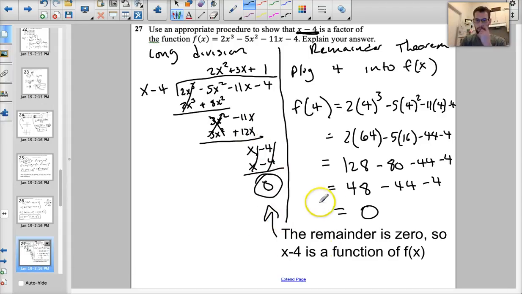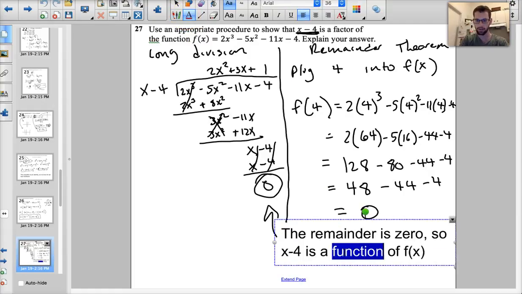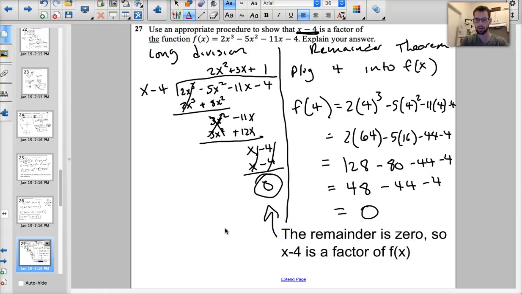So, gosh, I just realized I wrote that wrong. It's not a function of f of x, it's a factor of f of x. This is why you check your work, and we're good.